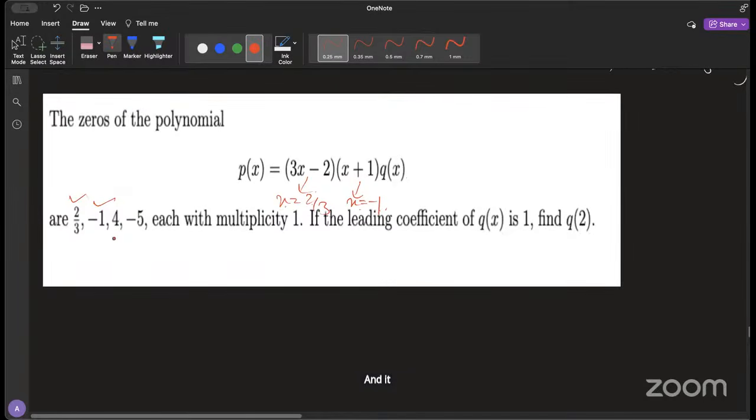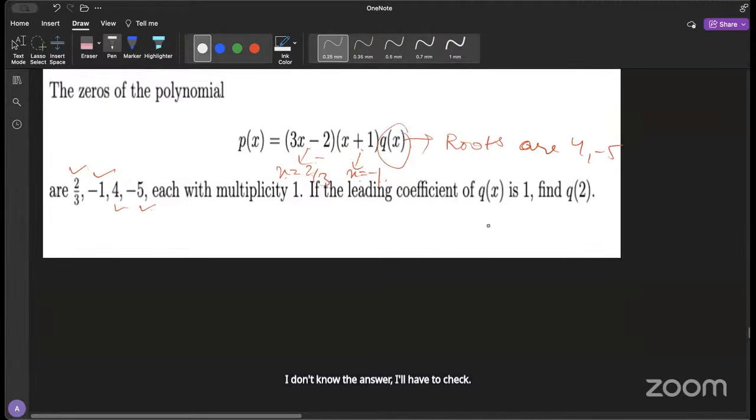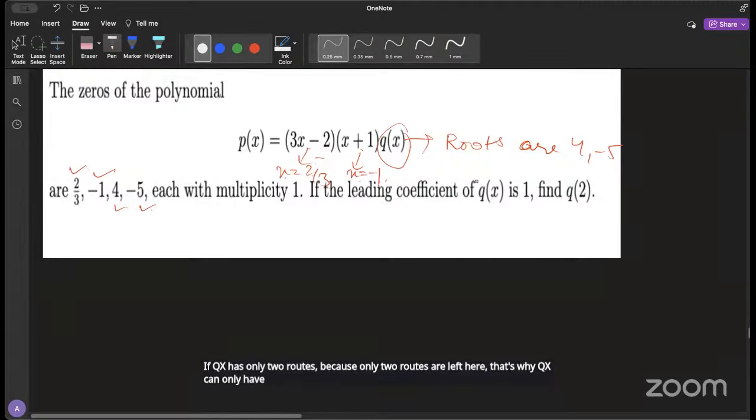And it says P(x) has roots 4 and -5 as well. That means if 4 and -5 are roots of this and they're not the roots of this, that means they are the roots of Q(x), right? So the roots of this are 4 and -5. And if Q(x) has two roots, 4 and -5, and Q(x) cannot have -14. I don't know the answer, I'll have to check. Okay.